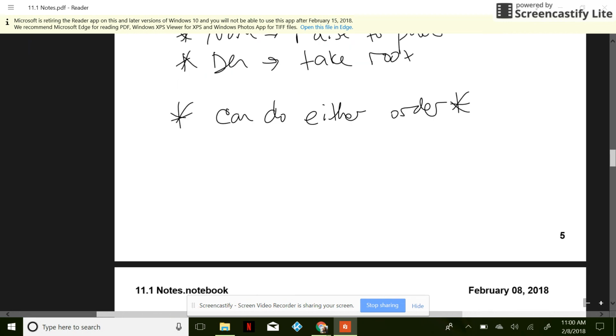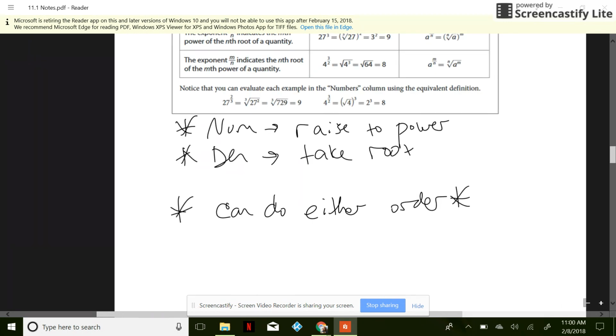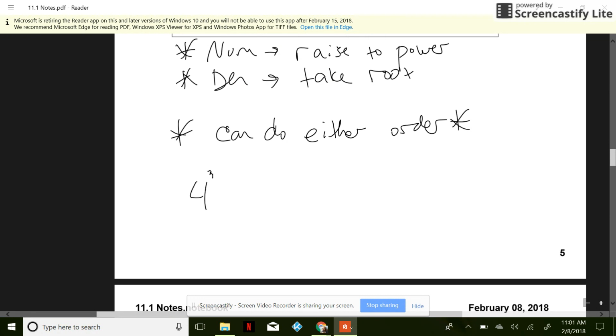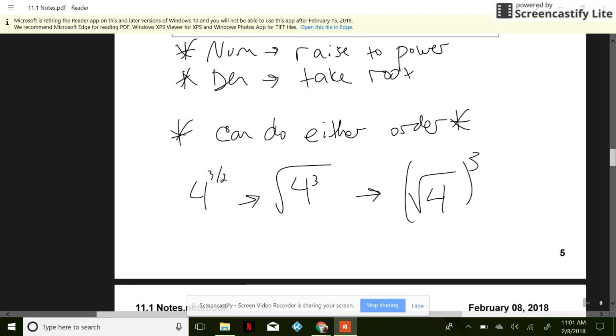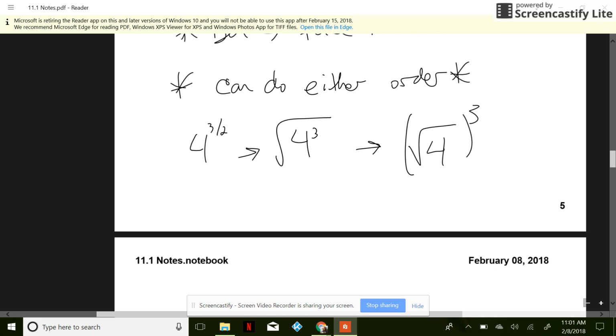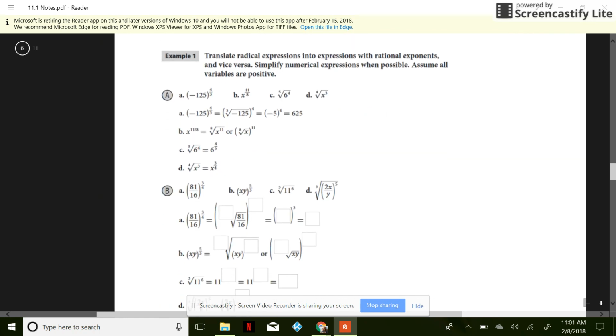So let's say, you can take their example here. We've got 4 to the 3/2 power. So there's two different ways you could do it. You could take 4 cubed and then take the square root, or you could take the square root of 4 and then cube it. Either way you do it, you're going to get the same answer. So it's up to you, whichever way makes the most sense based on the numbers that you have.